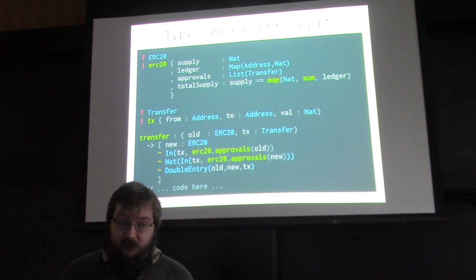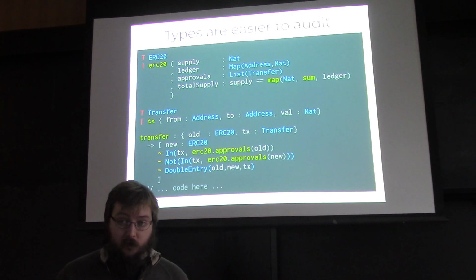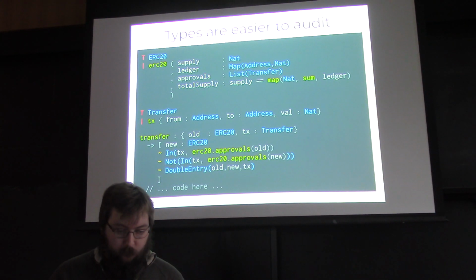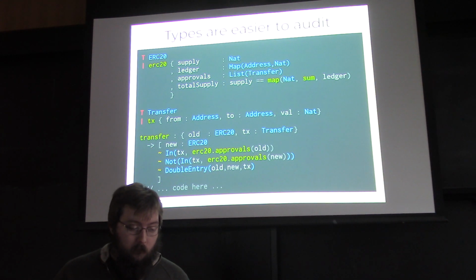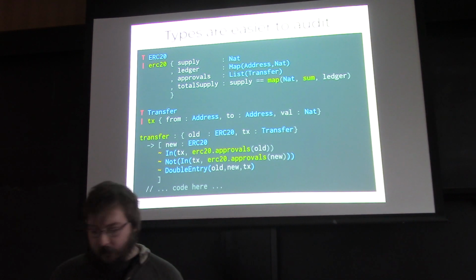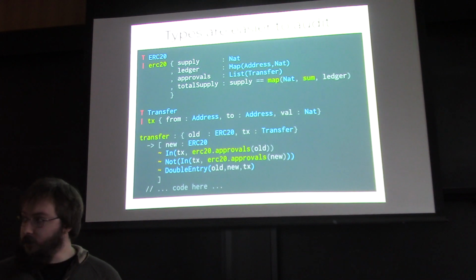But type level specifications can be much simpler than the implementations they're trying to provide safety for. So here, this is a snippet of our ERC20 token implementation.